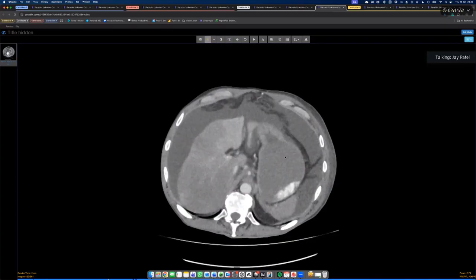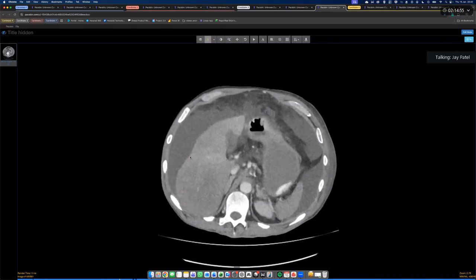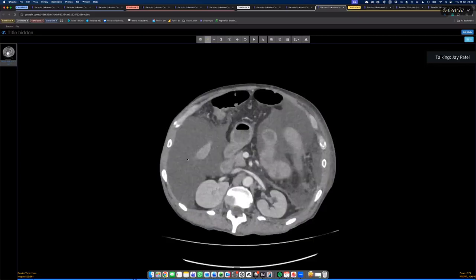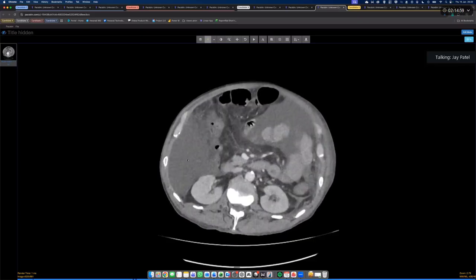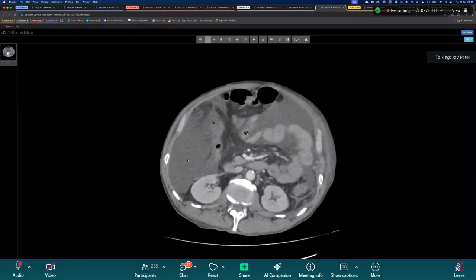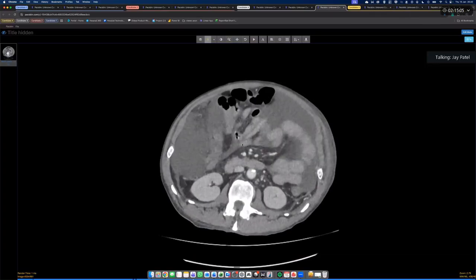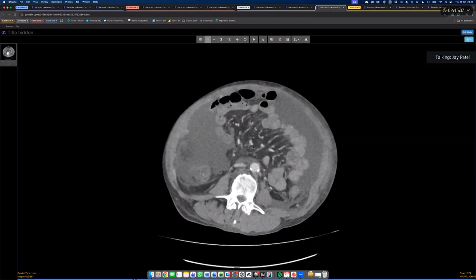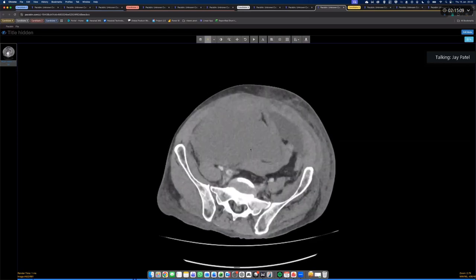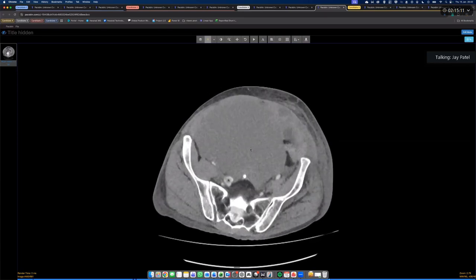So let's go down. You were so right. Spot on. Well done. This is ascites. The patient's got cirrhosis. Of course they'll have ascites, right? But as you went down, you noticed this big blob in the pelvis. This big blob, you are 100% correct, is a large volume of hemoperitoneum.